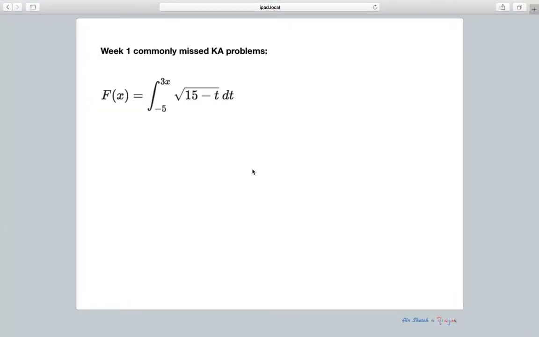Okay, folks, I'm just going to go over a few of the most commonly missed Khan Academy problems from last week. I just went through each problem set and the quiz and took a look at what was commonly missed on the first try between all of you.